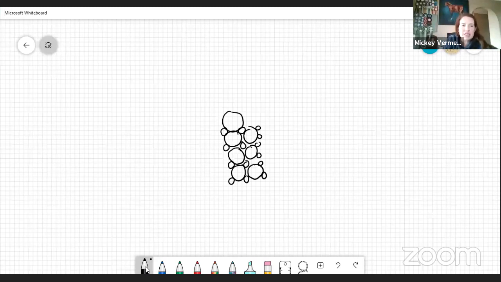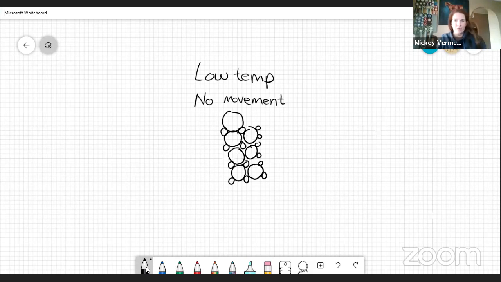The lower the temperature is, the less these guys move. So low temp means no movement. They just vibrate. Think about someone who's in Antarctica and he doesn't have the right clothes on. He's just standing there going, oh my goodness, I'm cold. He just vibrates on the spot. So that is what these molecules do.